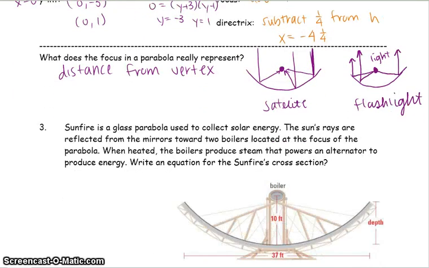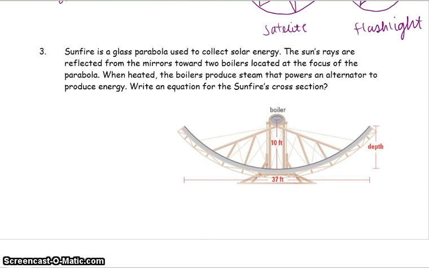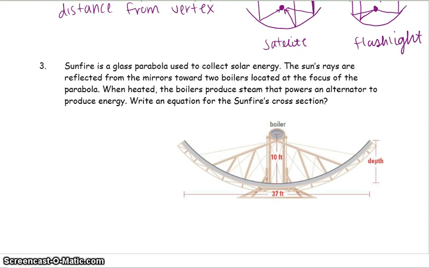So we're looking at one application example. So Sunfire is a glass parabola used to collect solar energy. The sun's rays are reflected from the mirrors toward two boilers located at the focus of the parabola. When heated, the boilers produce steam that powers an alternator to produce energy. Write an equation for the Sunfire's cross-section.